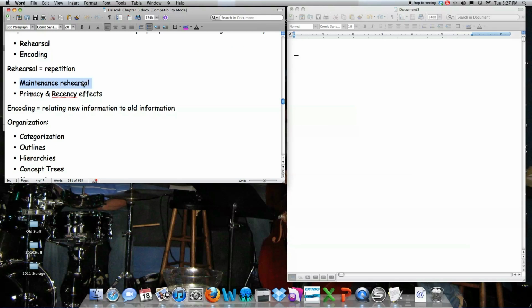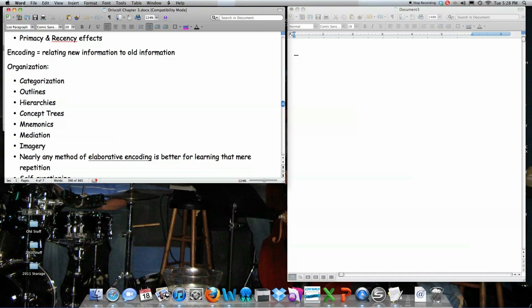Maintenance rehearsal is simply repeating something over and over again in order to hold it in short-term memory. And you need to be aware of primacy and recency effects when you use rehearsal as a type of encoding technique or storage technique, because you have a tendency to remember the beginning and the end, but most of the stuff in the middle gets muddled and lost.